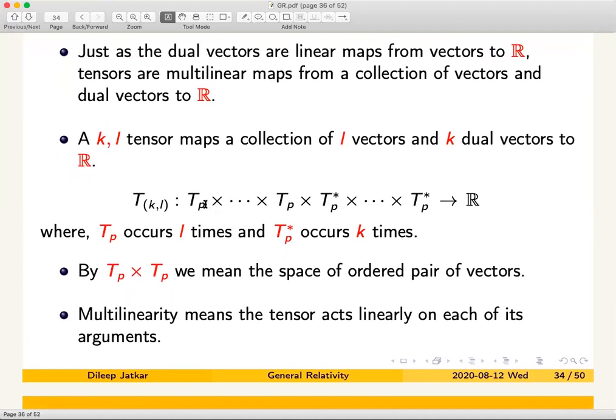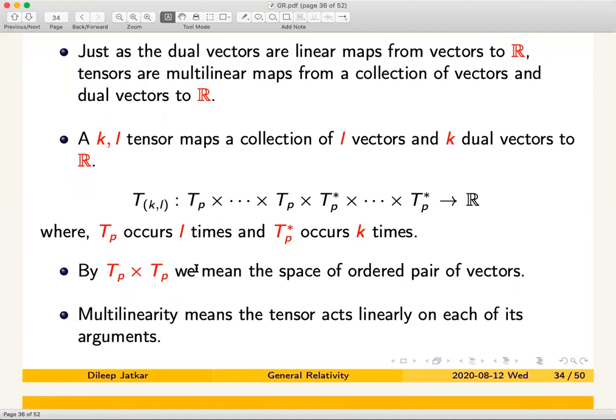So I need to define what is the meaning of this product. So this product is defined in the following way: if I say T*_p × T*_p, then I mean that this is a space of ordered pairs of vectors. T*_p is the same vector space, but T*_p × T*_p is a space in which you write down two vectors, and it's an ordered pair. The first vector belongs to the first T*_p, the second vector belongs to the second T*_p.